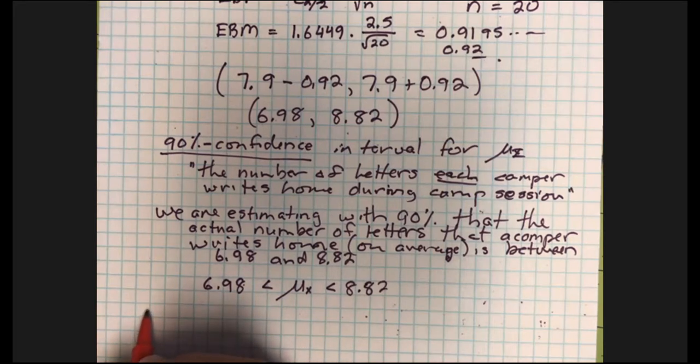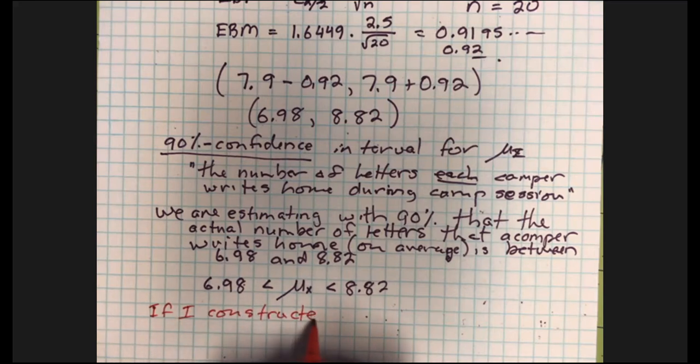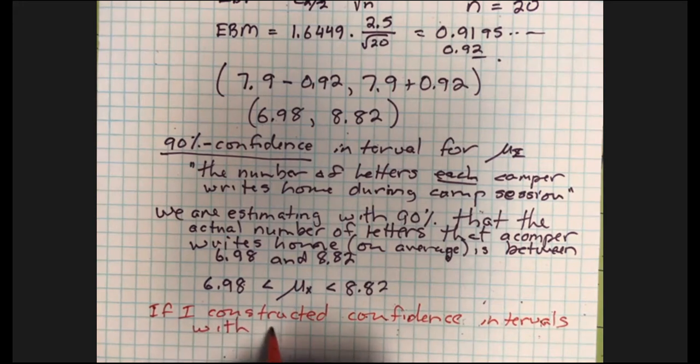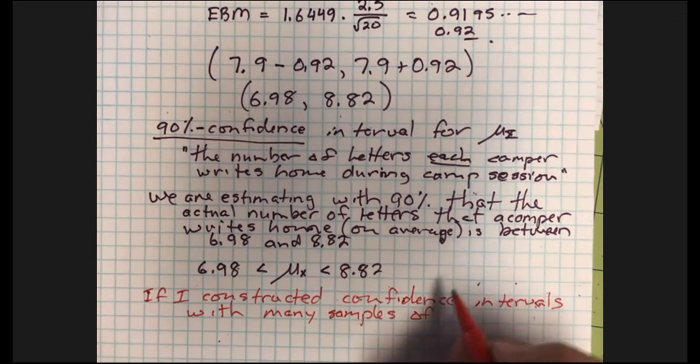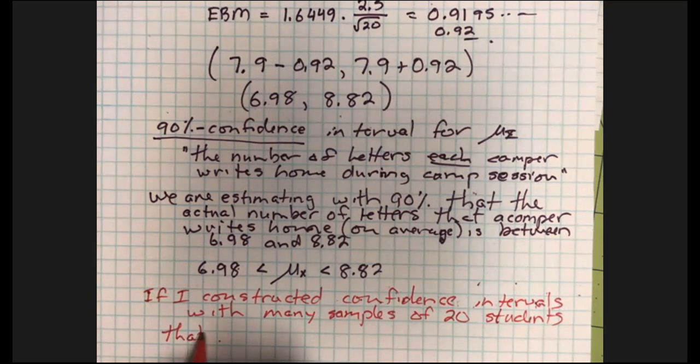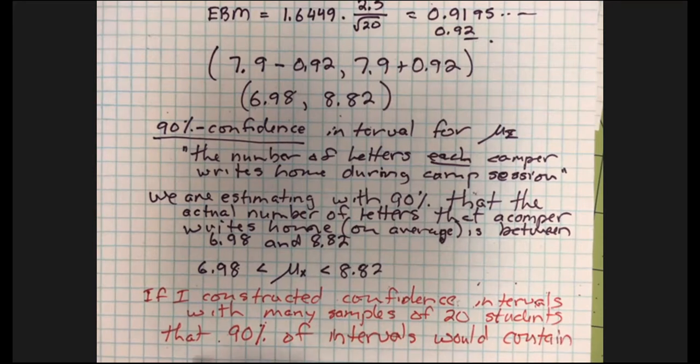What I'm really saying is, if I constructed confidence intervals with many, many samples, what kind of samples? Samples of 20 students, because each of my samples had 20 students in it here. With many samples of 20 students, that 90% of my intervals would contain the true population mean.